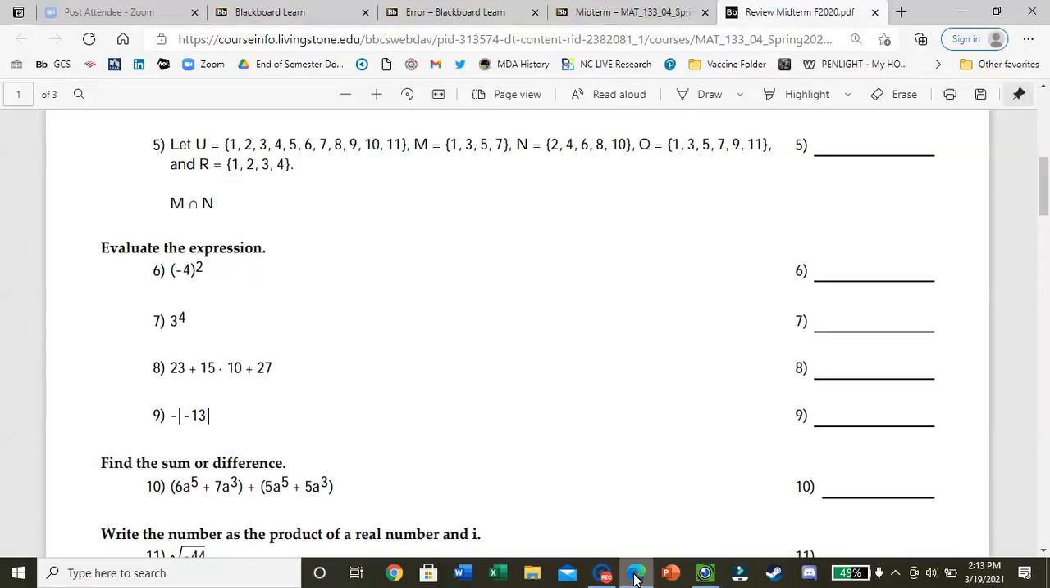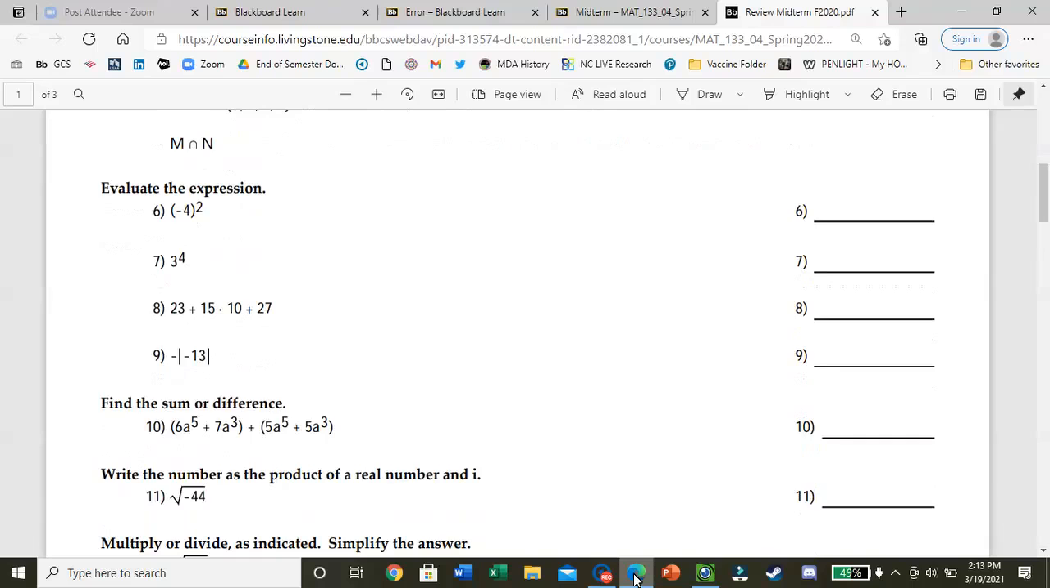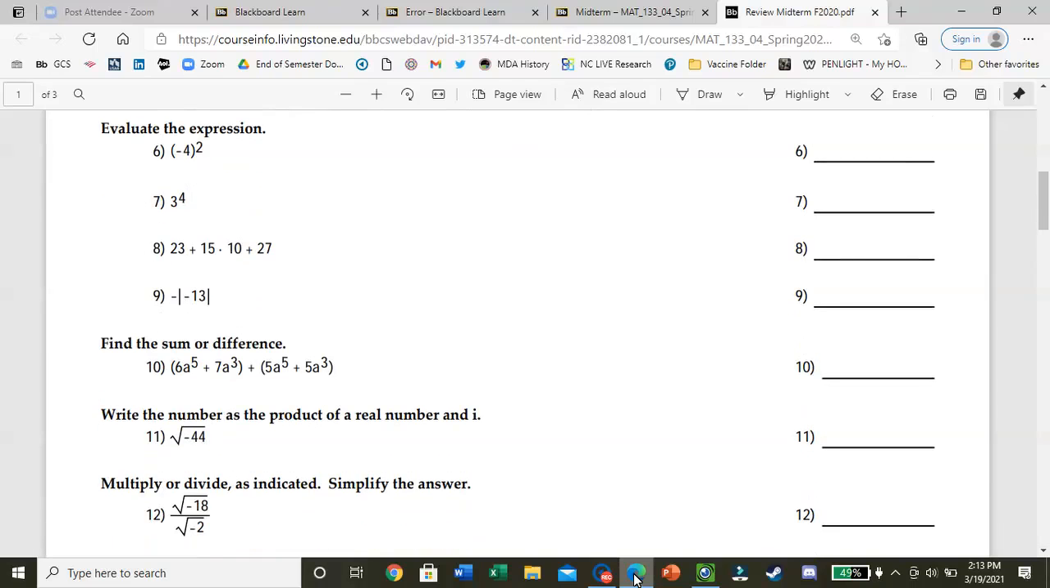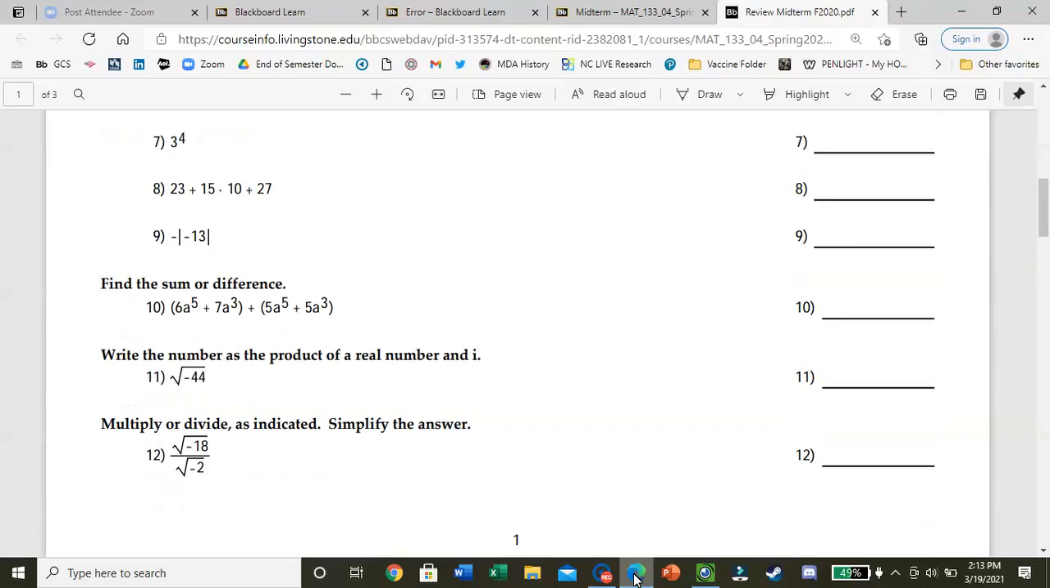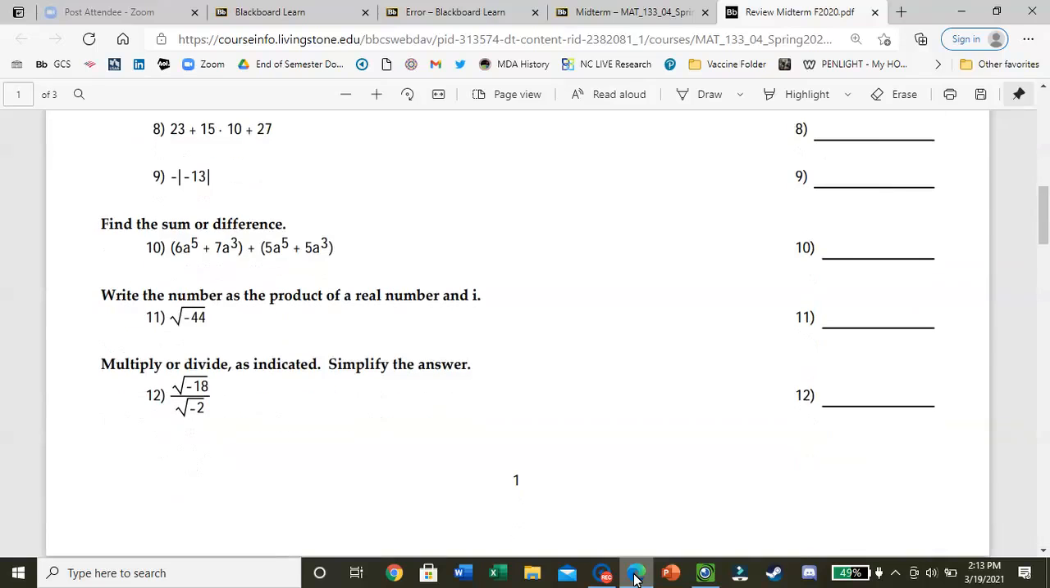Any questions there? Okay. Exponents. Do we need to go over that? Number 9. Okay. How about 7? We okay for 7? And of course you can use a calculator. How about 8? You've got addition, multiplication, and addition. What do you do first in the order of operations? Multiply, right. You have to multiply the 15 times 10 first, and then add them up. Okay. All right.